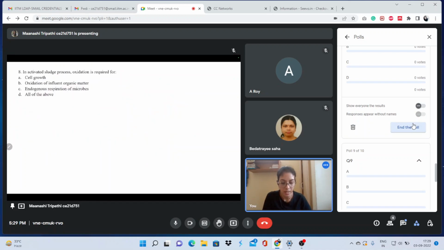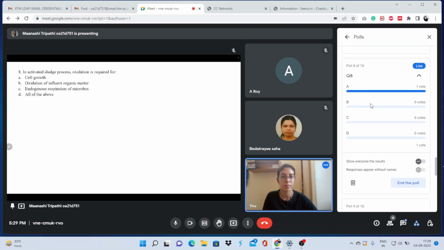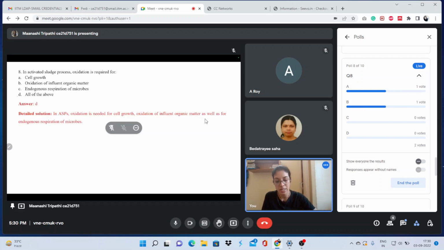This is question number 8. In activated sludge process, oxidation is required for cell growth, oxidation of influent organic matter, endogenous respiration of microbes, or all of the above. Try to answer this question. Okay, we'll see the answer. So the answer is D.